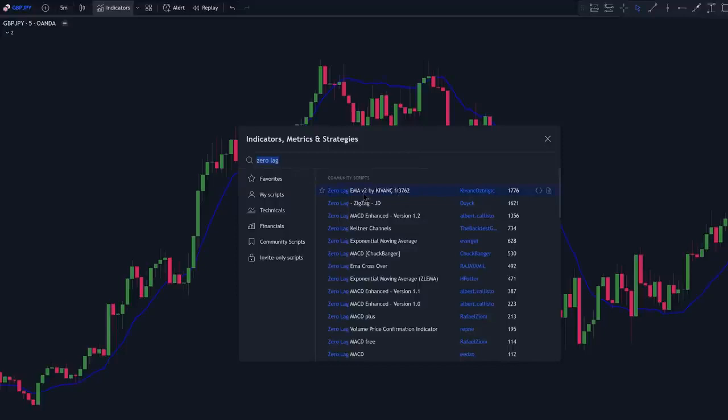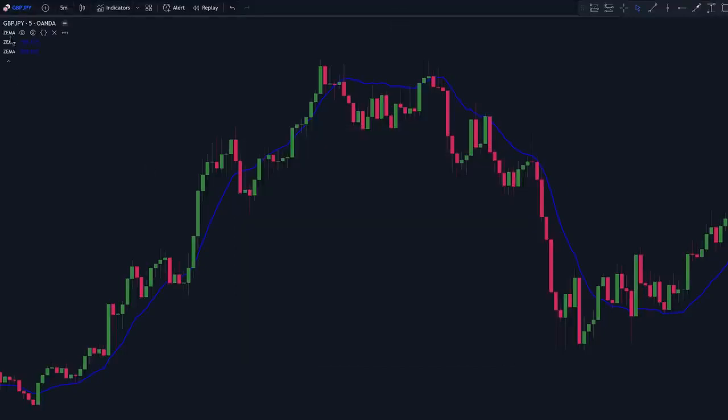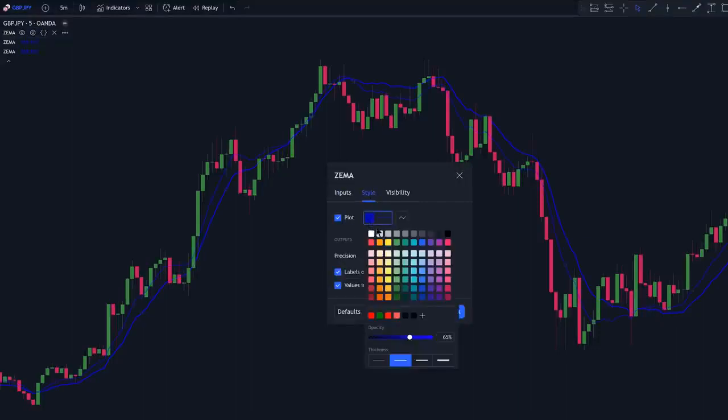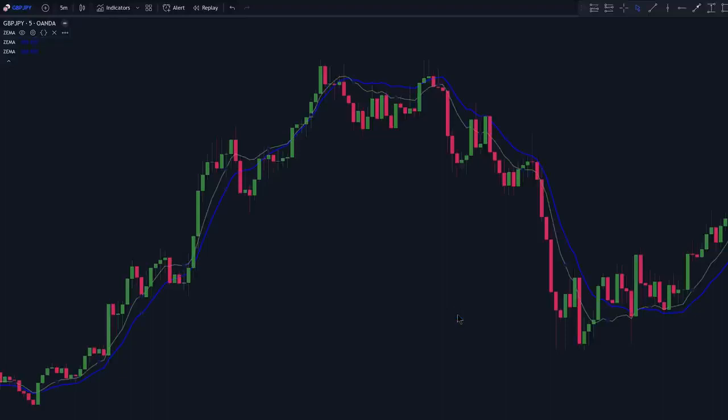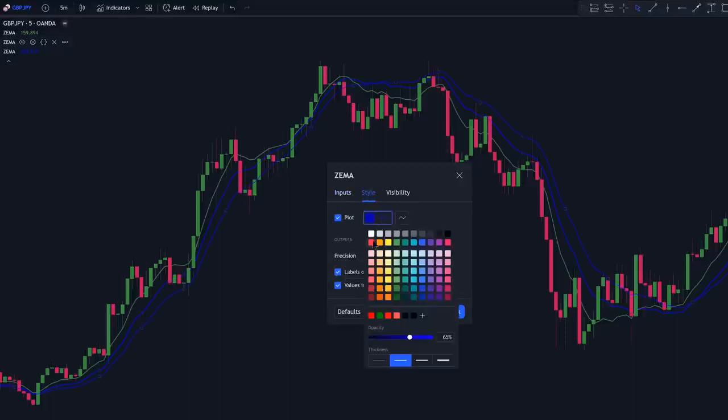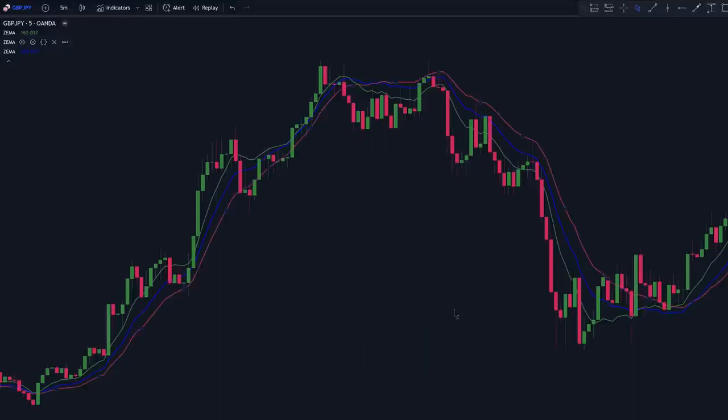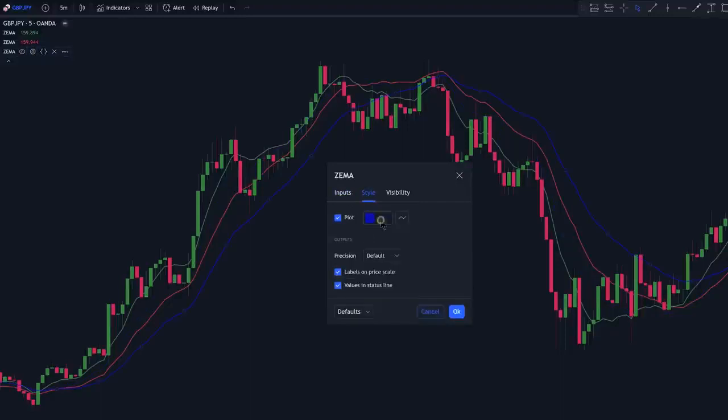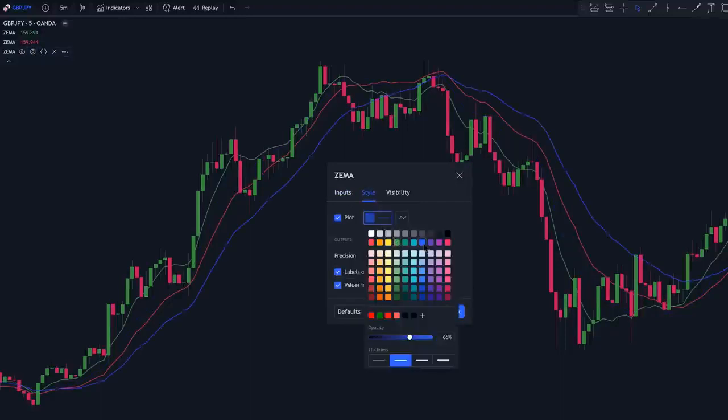Actually, click on it 3 times because we're going to need 3 of them. And then we're going to change some settings. For the first one, click here. On the Inputs tab, change the length to 20. Then on the Style tab, you're going to change the plot color to green. For the second one, you're going to change the period to 40. And on the Style tab, change the plot color to red. For the third one, you're going to change the period to 60. On the Style tab, change the plot color to blue.